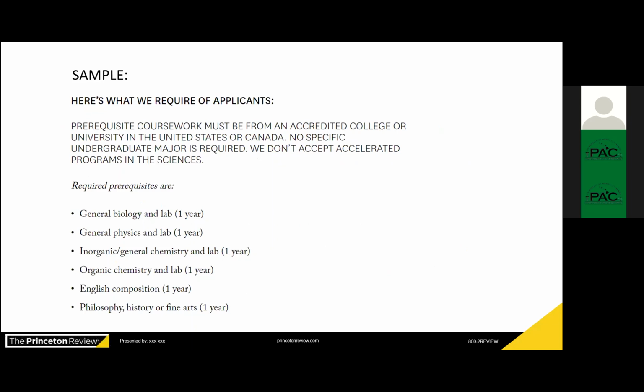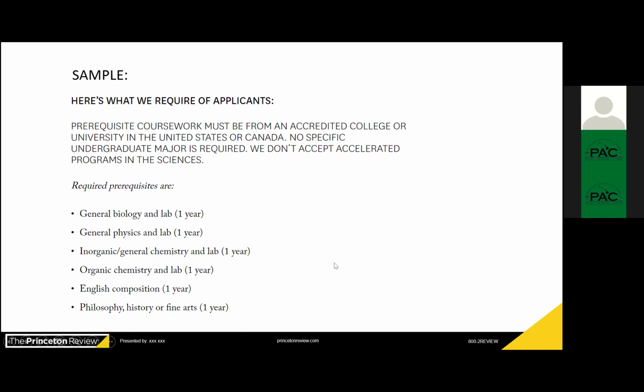So I'm just stressing the importance of making sure you know what the requirements are for every school that you apply to. It might serve you well to create a spreadsheet comparing and contrasting requirements and deadlines for all the schools that you're applying to. You might want to put different tabs or different columns just to compare them and make sure that you're on the right timeline. But for example, required prereqs for this school are 1 full year of general bio and physics, including the lab, Gen Chem, OChem, English, and philosophy, history, or fine arts. But this is pretty standard, I would say.